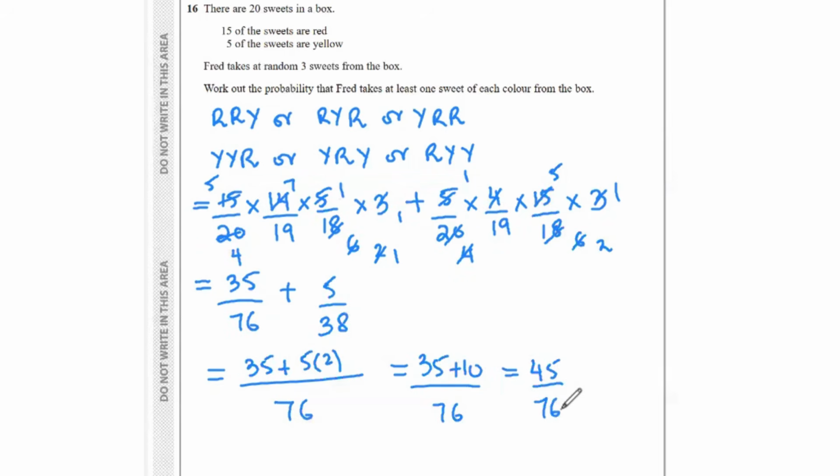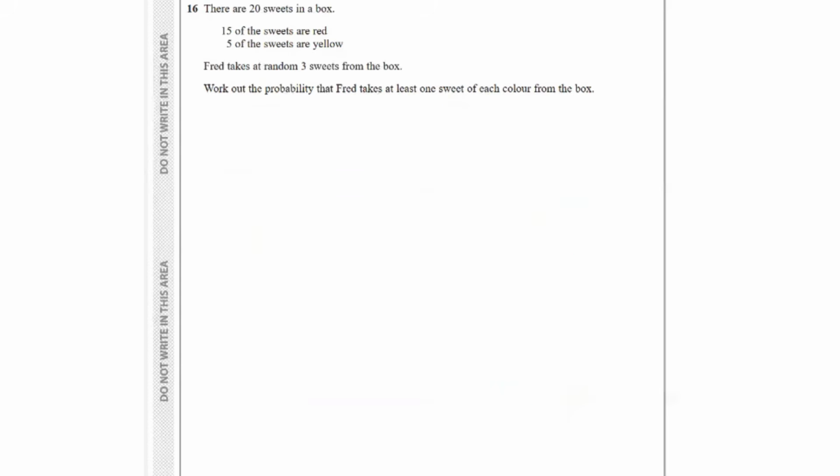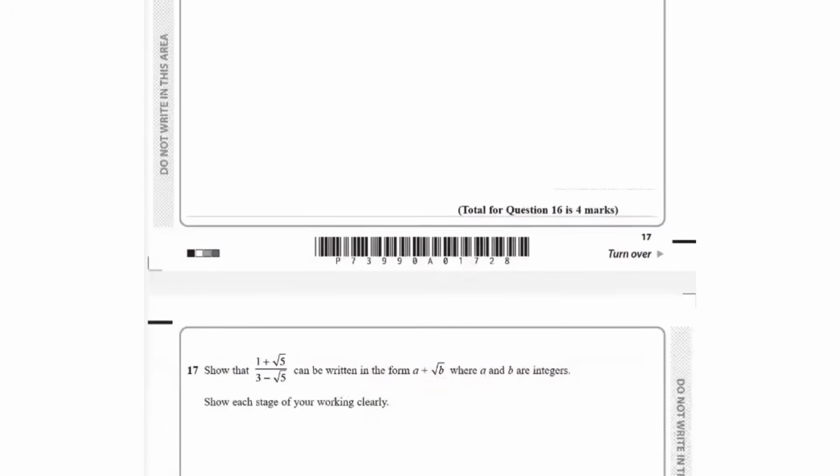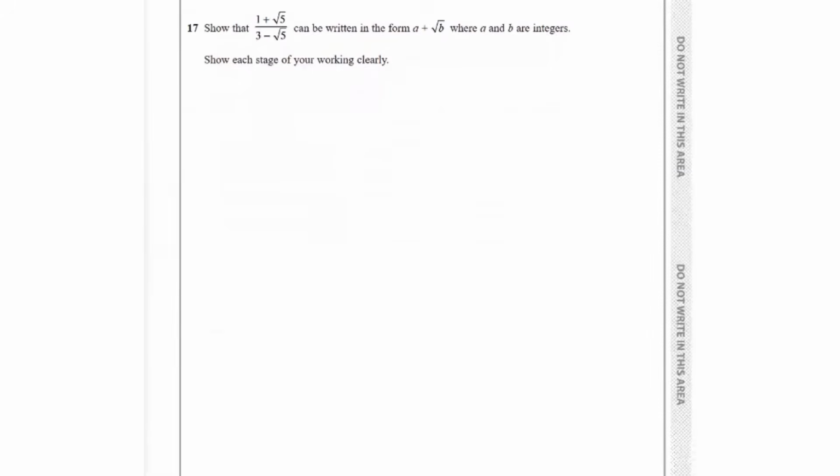So remember, you can either write them separately and then solve it, or just times it by 3 for the same type of thing that's happening, and then add that to the other thing that's happening. Was 4 marks. Then question 17 says, show that 1 plus root 5 can be written in the form of a plus root b, where a and b are integers. Show each stage of your working clearly. So this is a 3-mark question.